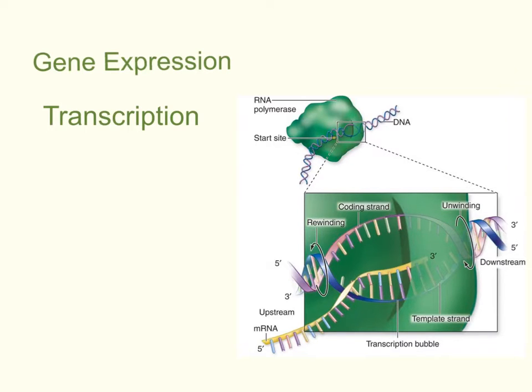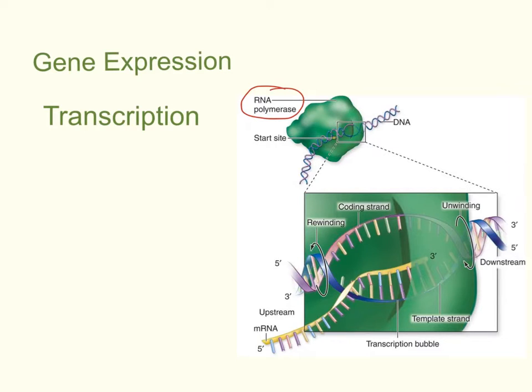Gene expression involves several steps. The first is transcription. Transcription is the process of making a copy of the genetic code on the gene. This is done using an enzyme called RNA polymerase. There are different forms of this enzyme depending on whether it's a prokaryotic or a eukaryotic cell and what type of gene is being copied.